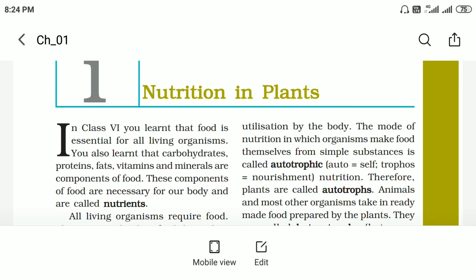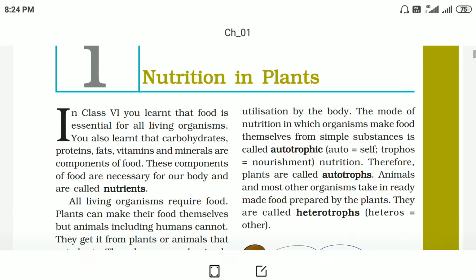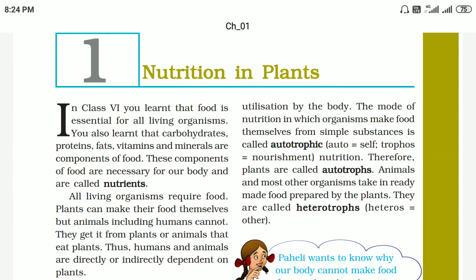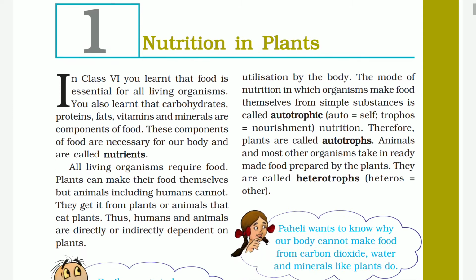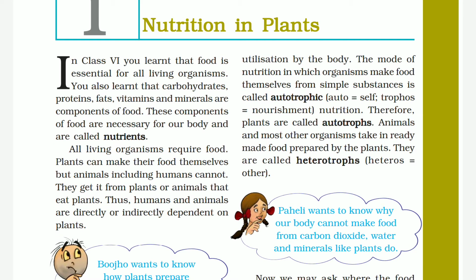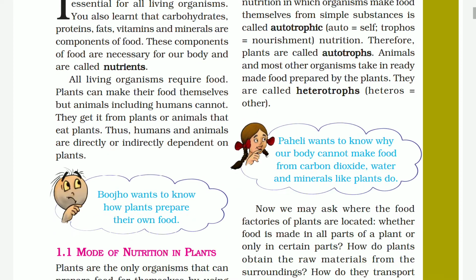Now the mode of nutrition in which organisms make food themselves from simple substances is called autotrophic. When any plant or living organism makes its own food, it is known as an autotroph. Therefore plants are called autotrophs. Animals and most other organisms take ready-made food prepared by the plants, so they are called heterotrophs.